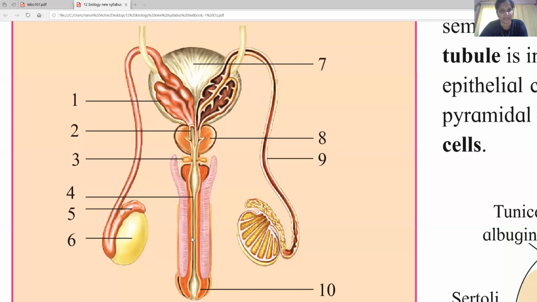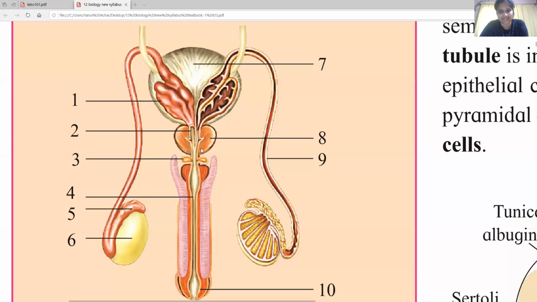It will pass through the penis. Now there are 3 parts to this urethra. The first part of the urethra is surrounding an organ called as the prostate gland. Okay, so we will call it as prostatic urethra. Then we will call it as seminiferous urethra, and then the last one is called as penile urethra.